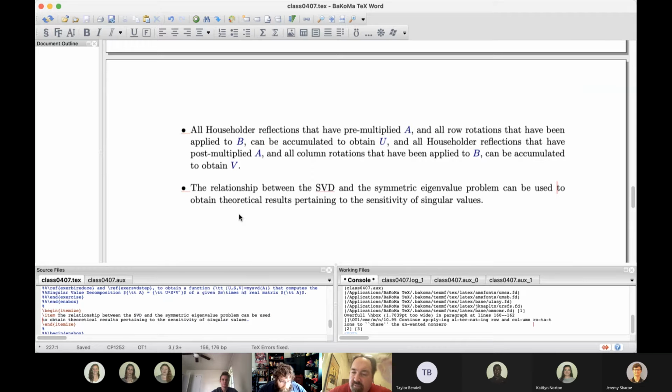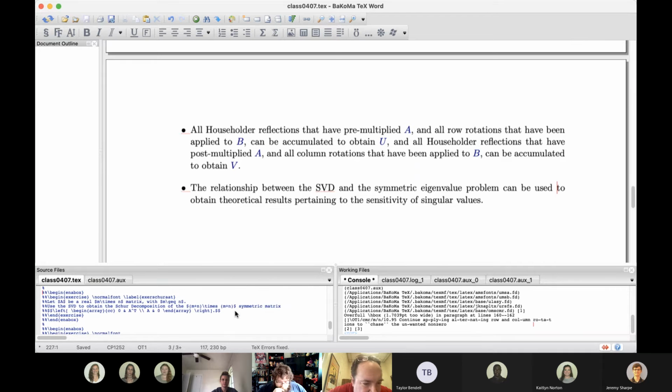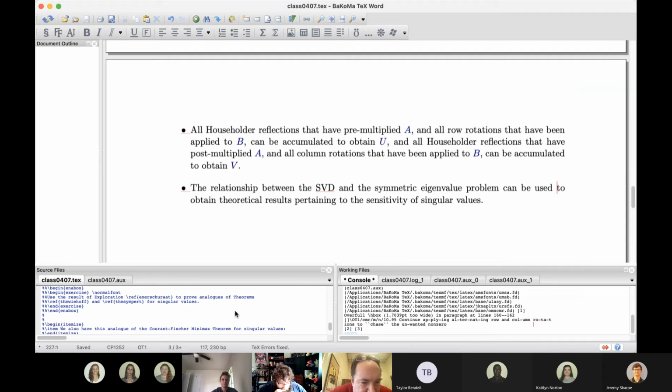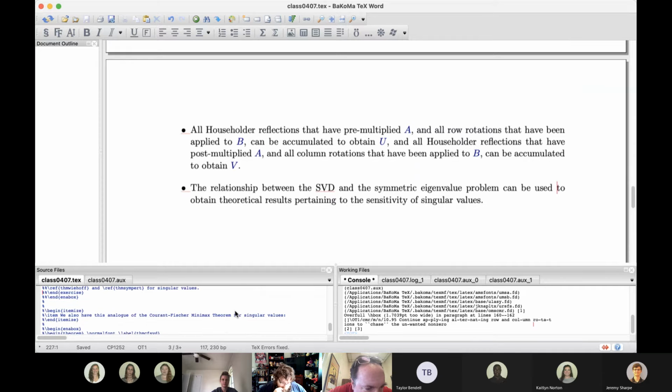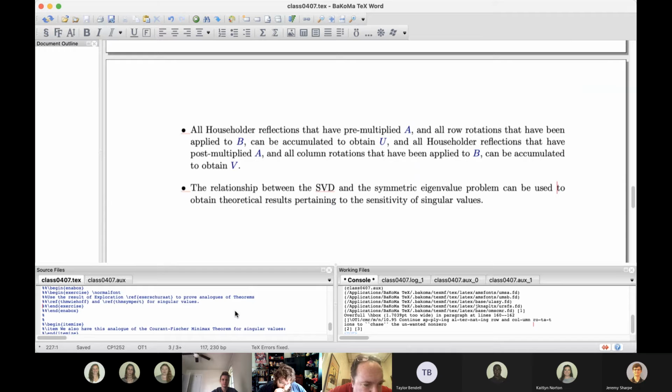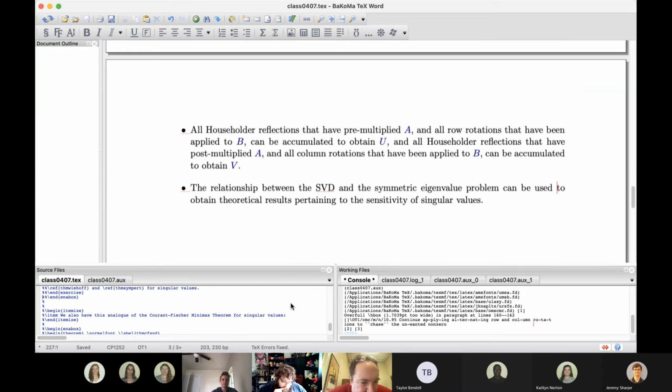Now, since we had sensitivity results for eigenvalues, we have the same for singular values. Okay, I mentioned before, for example, there's a Wielandt-Hoffman theorem that is about the sensitivity of eigenvalues for a symmetric matrix. There's also a result about how individual eigenvalues are perturbed for a symmetric matrix. There are similar results for singular values. I won't get into details here, but I just want to mention that this relationship between the SVD and the symmetric QR algorithm can be used to establish those results.